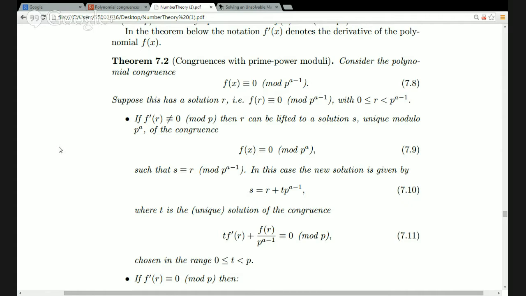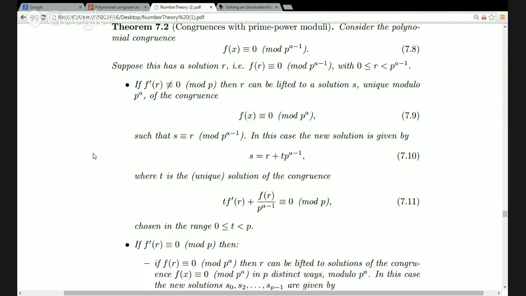Okay, so suppose this has a solution R. So suppose we've got one solution to this problem. So R is an integer, but it's representing a congruence class modulo p to the a minus 1. Okay, because those are what the solutions of the problem f of x congruent to 0 modulo p to the a minus 1 are. Their congruence class is modulo p to the a minus 1.